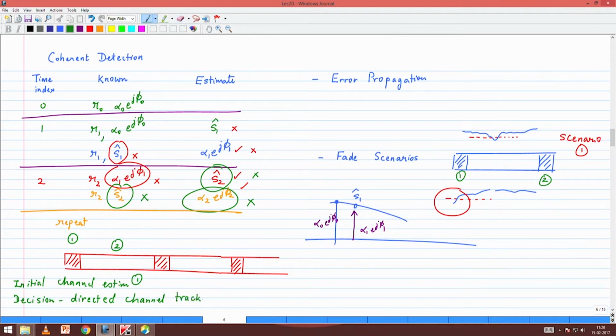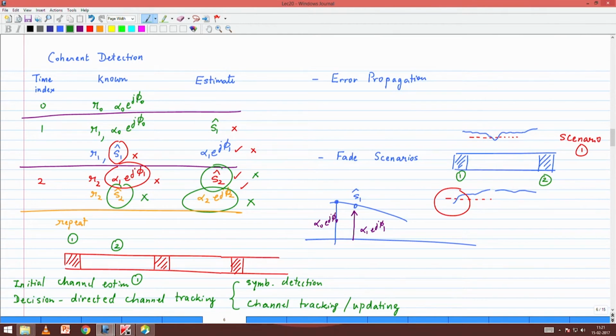Okay, and that basically consists of 2 steps. At each step, there is a symbol detection. That's step 1. And then there is a channel tracking or channel updating. Channel tracking, and this goes back and forth. This is essentially what coherent detection is all about. There is an initial channel estimate, there is continuous tracking of the channel.